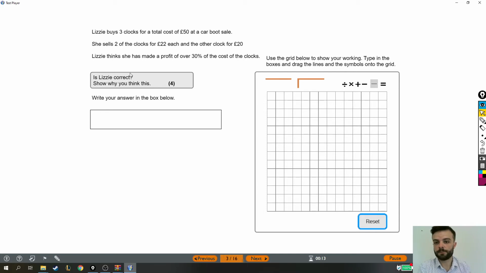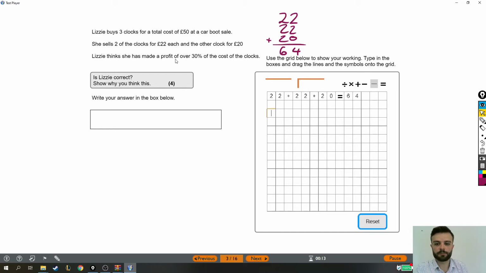So first of all, how much has she made? She sells 2 of the clocks for £22, so she makes 2 lots of 22, and the last clock she sells for 20. So how much money has she made altogether? 2 and 2 is 4, 2, 4, 6. She has made £64. And of course, I'm going to put that in my working out box. 22, oh, I can put a plus in there. Plus 22 plus 20 equals 64.